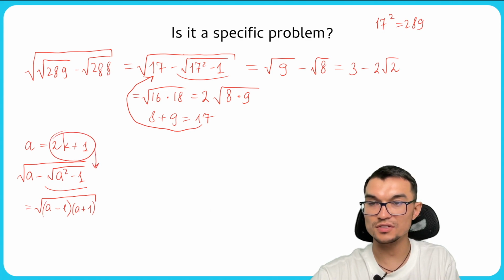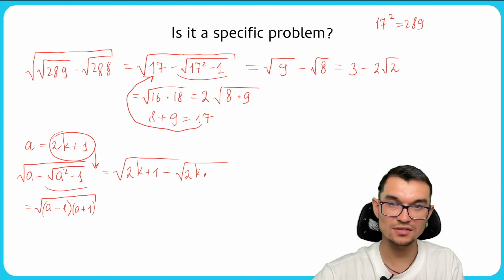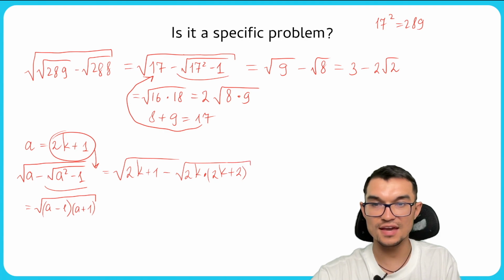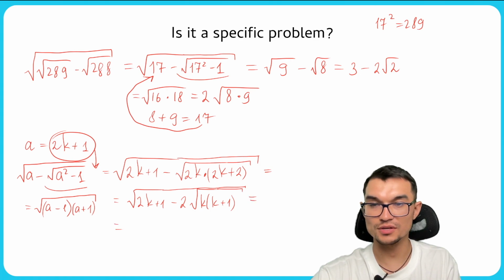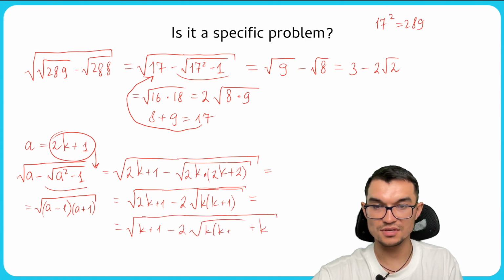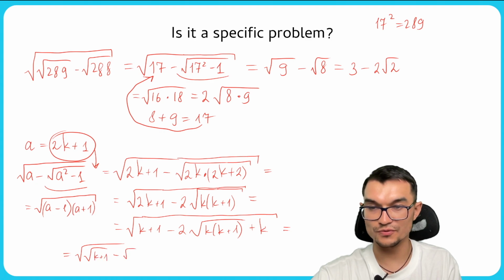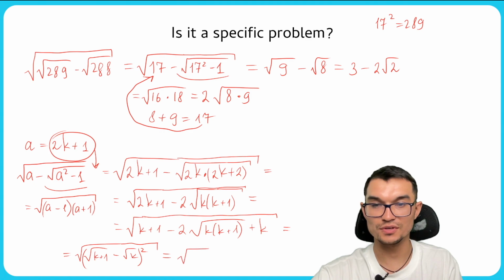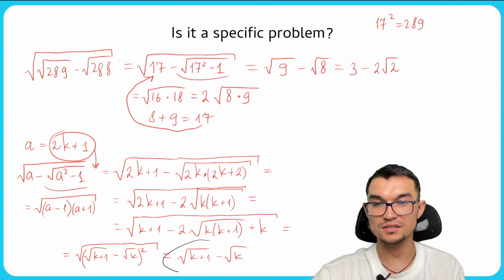And if we plug 2k plus 1 into the expression, then we have the square root of a, which is 2k plus 1, minus the square root of a minus 1, which is just 2k, times a plus 1, which is 2k plus 1 plus 1, or 2k plus 2. So we have that expression. It is all equal to the square root of 2k plus 1 minus 2 times the square root of k times k plus 1. And if we say that 2k plus 1 is k plus 1 plus k, so we have that plus k, and here k times k plus 1, then in the end we will have the square root of the square root of k plus 1 minus the square root of k, squared, which is equal to the square root of k plus 1 minus the square root of k. And this is our problem generalized.